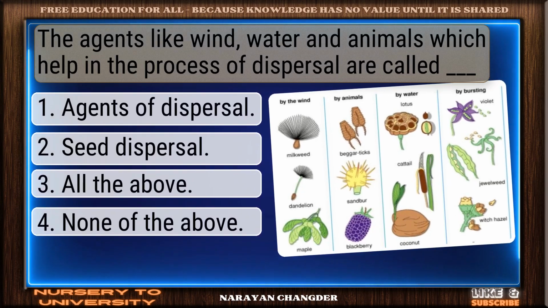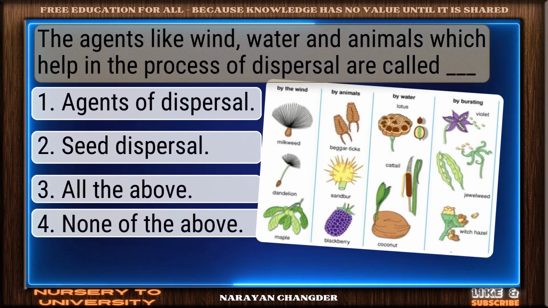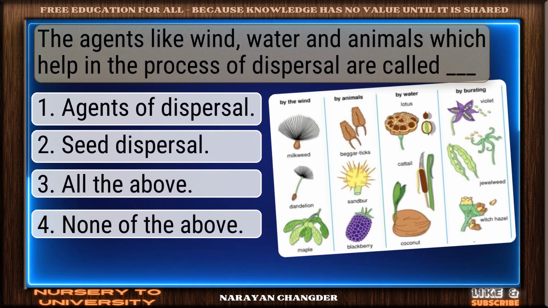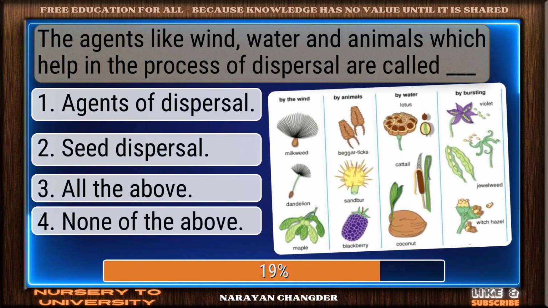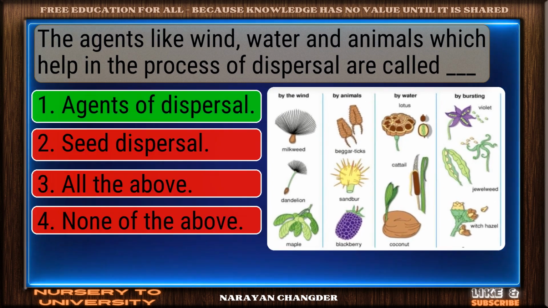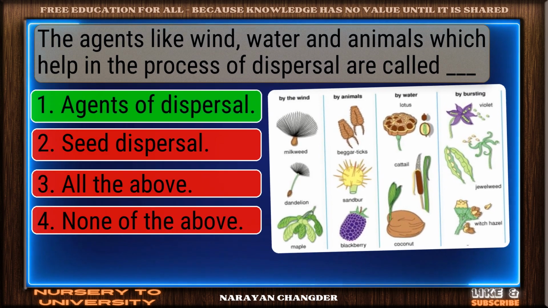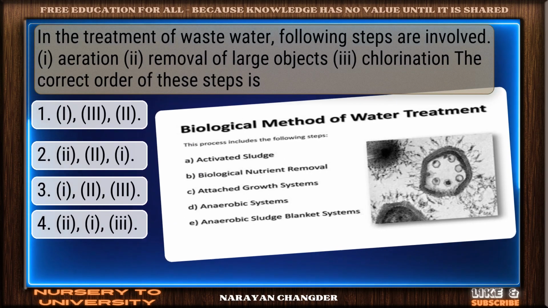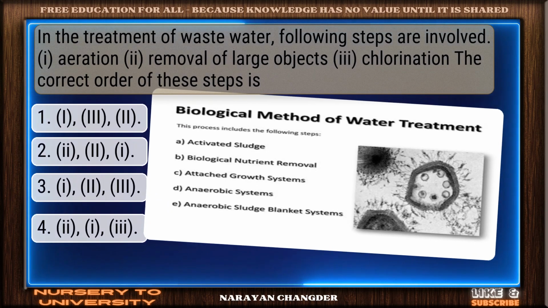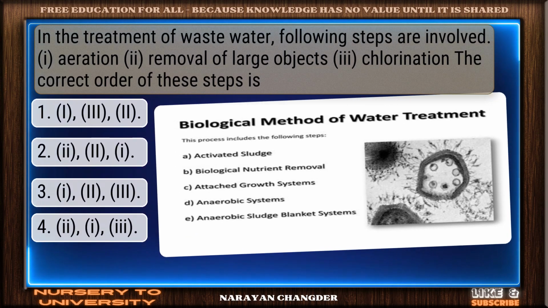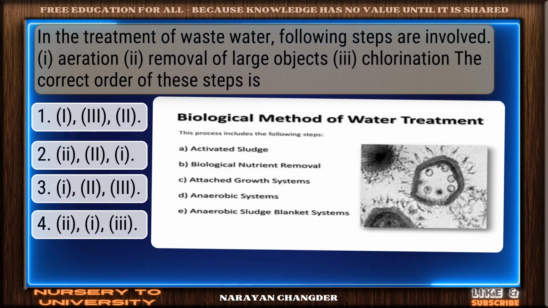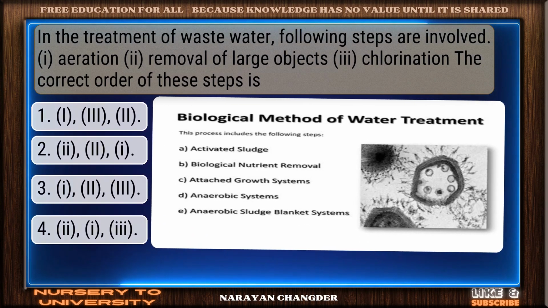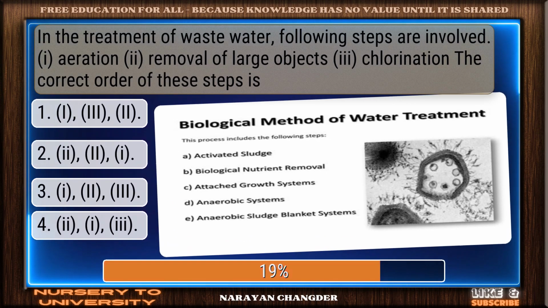Question number 2. The agents like wind, water and animals which help in the process of dispersal are called dash. Good job. Your answer, agents of dispersal, works well here. Question number 3. In the treatment of wastewater, the following steps are involved: aeration, removal of large objects, chlorination. The correct order of these steps is.